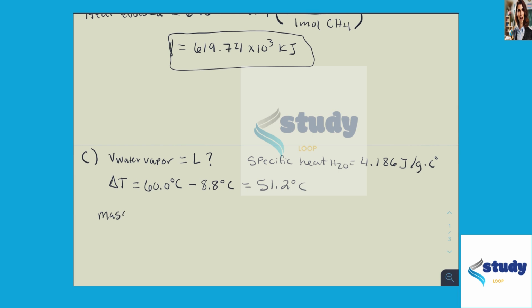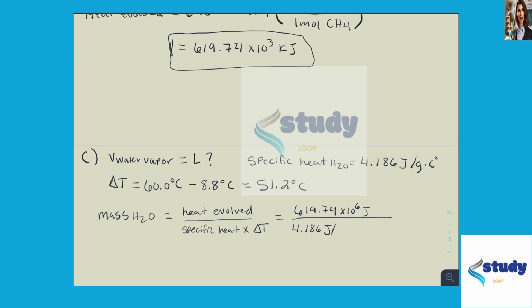So our mass of water is equal to the heat evolved divided by the specific heat times our delta T. So we'll write this out: 619.74 times 10 to the 6 joules, divided by our specific heat, 4.186 joules per gram degree Celsius, and times 51.2 degrees Celsius. So when we calculate this out, our mass of water is going to be 2.89 times 10 to the 6 grams.